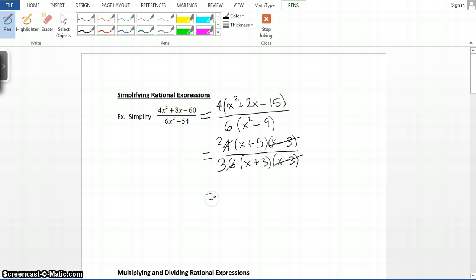When you're simplifying rational expressions, you're going to be crossing out a lot of stuff top and bottom. So you need to be aware of what's left over. In my numerator, I had a 2 and a factor of x plus 5. In the denominator, I've got a 3 and a factor of x plus 3. You want to leave your answer in factored form, just like that.